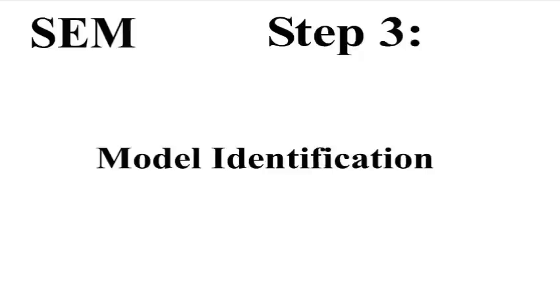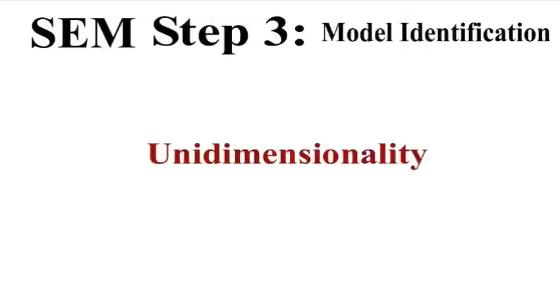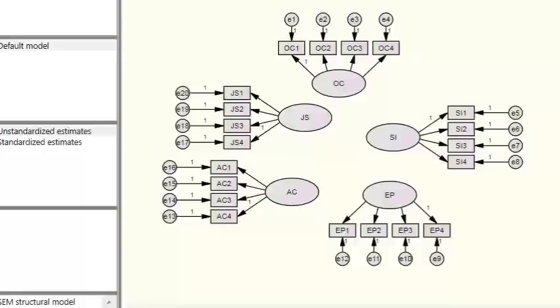We're up to step number 3 on model identification. Remember, this is still the measurement model. It's time to do some unidimensionality. So we're going to go back to AMOS. So here's the measurement model that we made earlier.